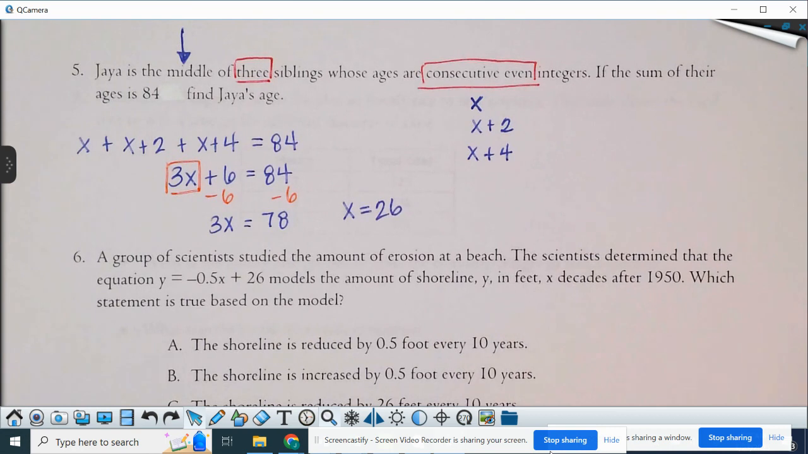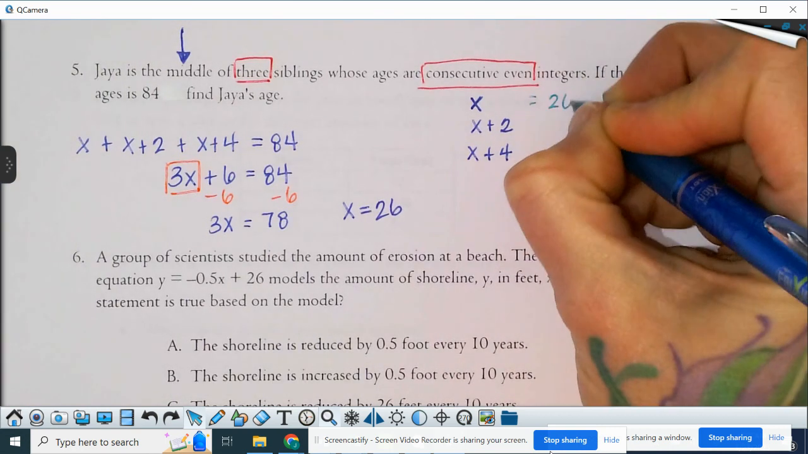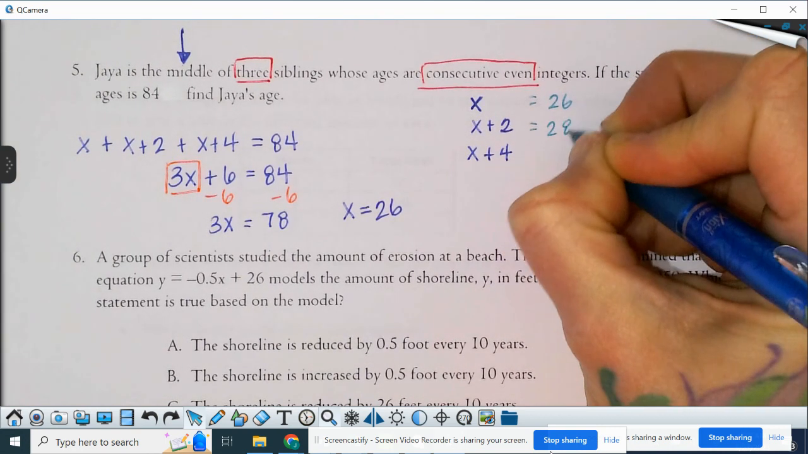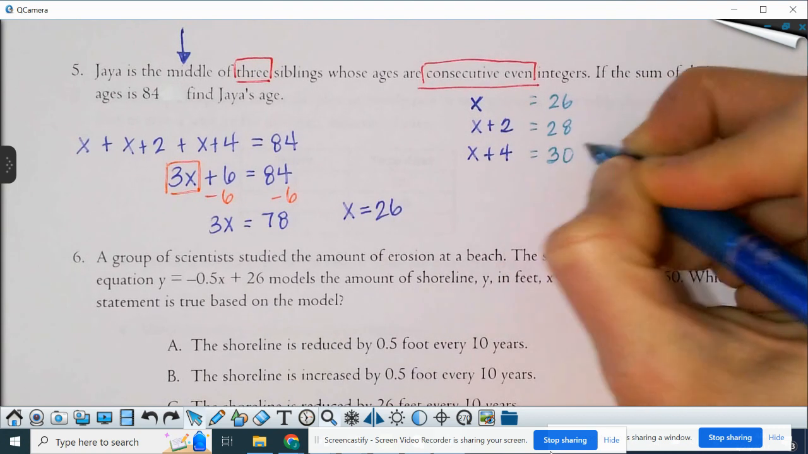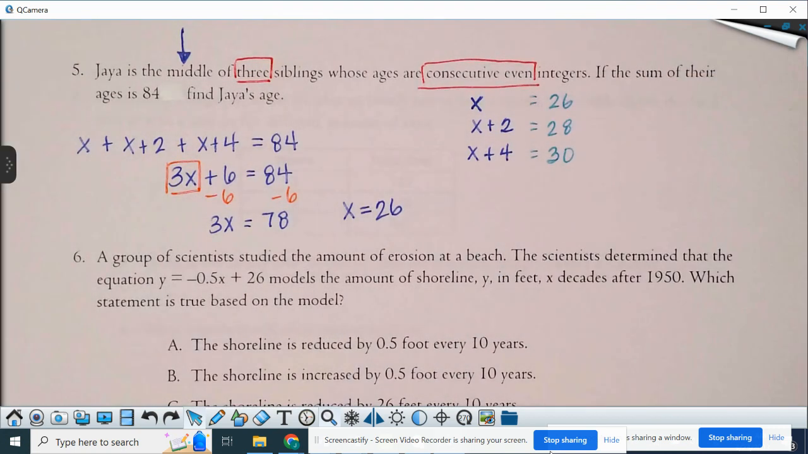Now, we have 3 children. So the first one is going to be 26. Then we have 28. And then we have 30. How old is Jaya? Good, good, good. The middle one, right? So 28.